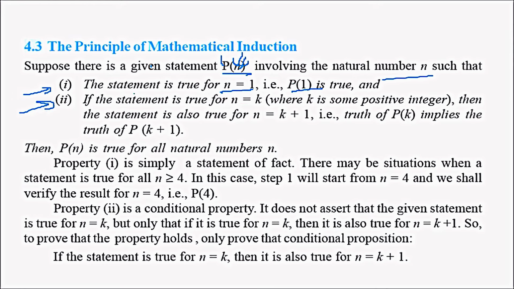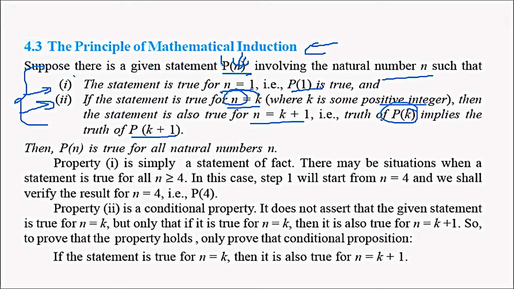Second step is, if the statement is true for any number, you take n equal to k in between or wherever, where k has to be some positive integer, then the statement is also true for n equal to k plus 1. If it is true for n equal to k, you are saying it is true for n equal to k plus 1. So the truth of Pk actually implies the truth of Pk plus 1. If you can get that Pk is true and Pk plus 1 is also true, then you say that the principle of mathematical induction has worked. So Pn is true for all natural numbers if these two conditions are met.